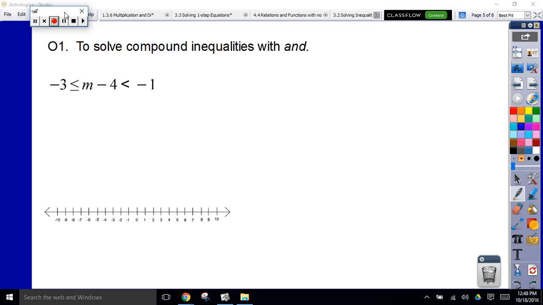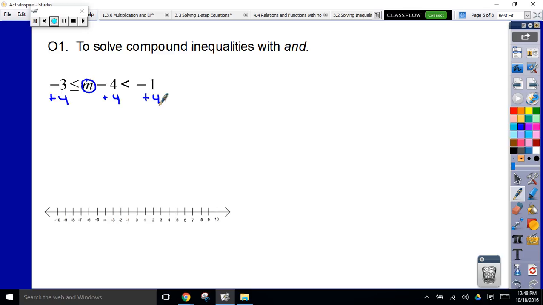So instead of adding 4 to both sides, we add 4 to all three sides. So that's the only difference. We're still trying to isolate the variable. We want to get m by itself. So what I need to get rid of is this minus 4. I get rid of it by adding, and I have to do it to all three sides.